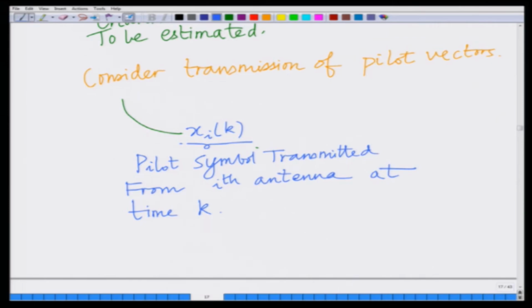Previously, we had a single transmit antenna. So, we said xk is the pilot symbol transmitted at time instant k. However, now we have multiple antennas. So, I am using the subscript i to denote by xi of k the pilot symbol transmitted at time instant k on antenna i, alright. So, xi of k denotes the pilot symbol transmitted on transmit antenna i at time instant k by the transmitter, which is the base station in the downlink.